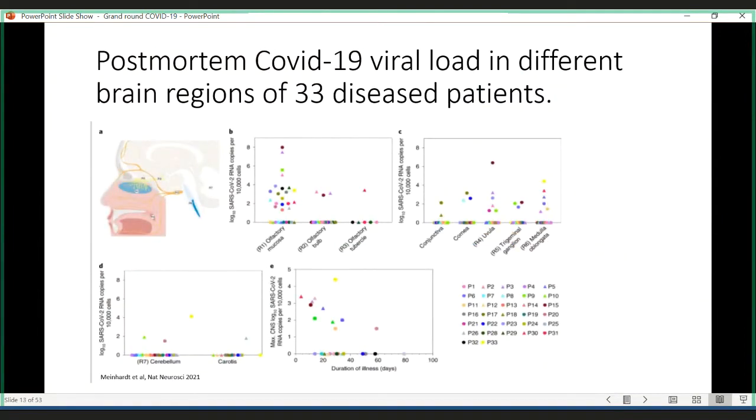This is a recently published study done on 33 patients post-mortem, and they took multiple samples from the brain, oral and nasal mucosa for the availability of the virus. As we see here, there are circles and triangles. Circles represent females, triangles represent males, and each color represents one patient. And we can see here multiple parts of the CNS where they were able to find the virus, including the olfactory mucosa, olfactory bulb, trigeminal ganglion, medulla oblongata, and cerebellum.